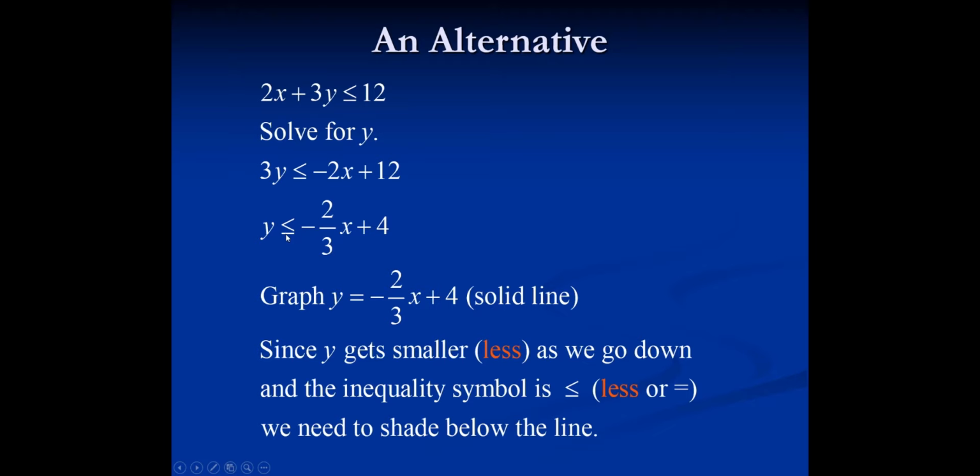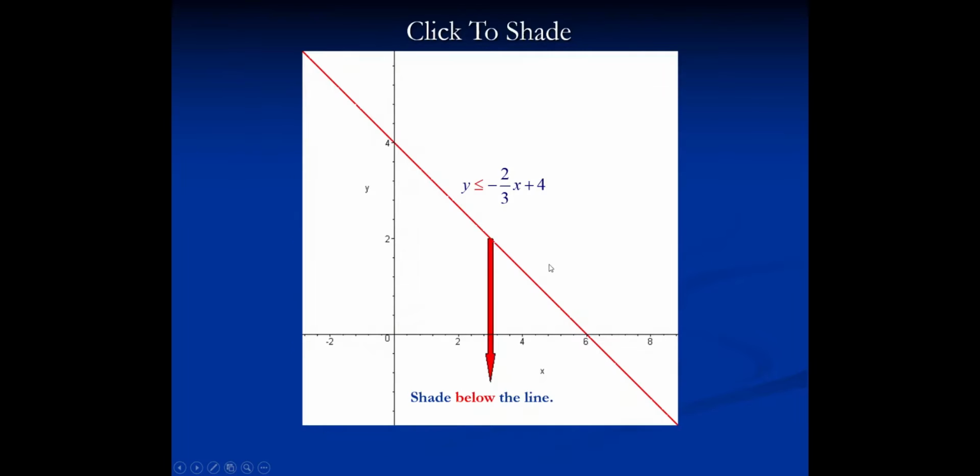Equal sign means draw the line solid, because you're including the line in your solution. So here's the line again, and we're going to graph y less than or equal to negative 2/3 x plus 4. That means we're going to shade below the line. That's what this arrow is indicating. If there were a greater than sign, you'd shade above the line. So if I click, we'll shade. And that is a graph of the solution.